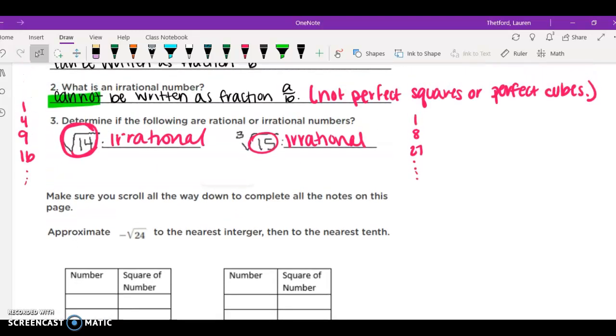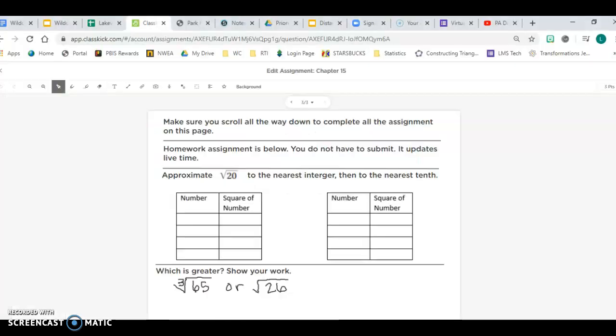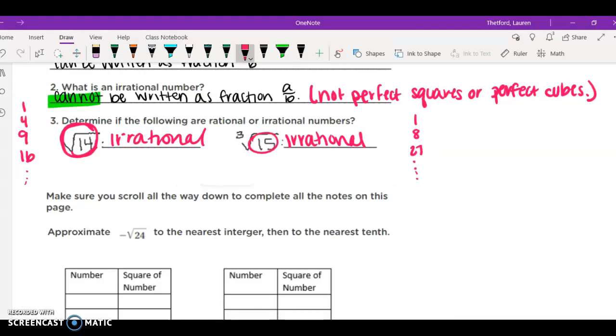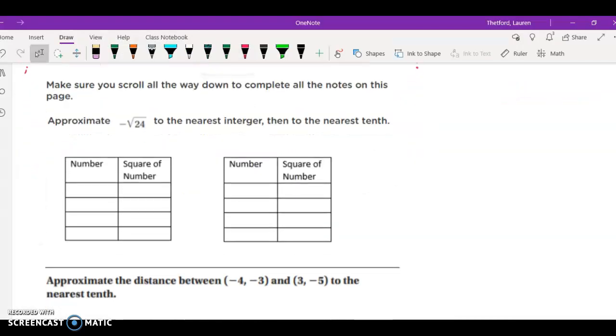So now that's the first slide. You're going to go to the top of ClassKick, and there are those slides there. You're going to go to slide 2. Again, it says make sure that you scroll all the way down. We are going to approximate negative square root of 27 to the nearest integer, and then the nearest tenth. We did this in class the other day.